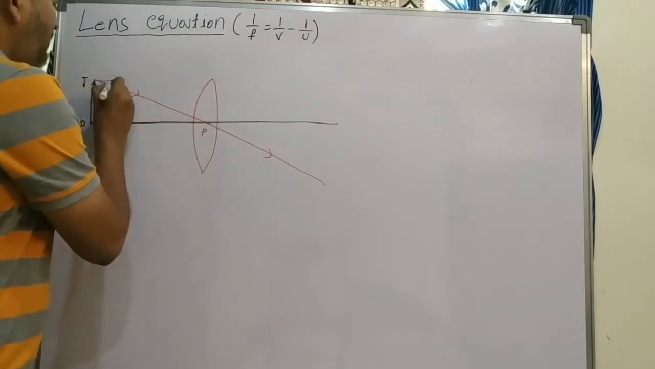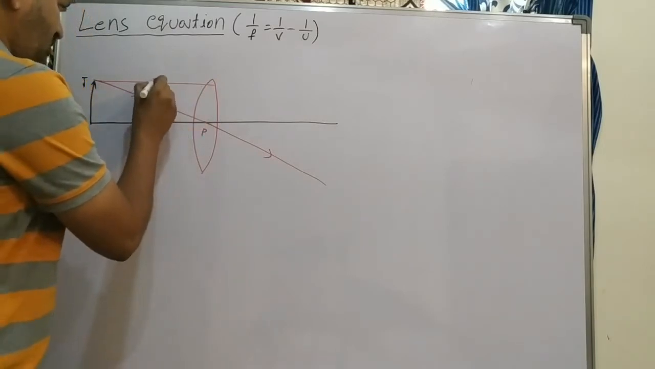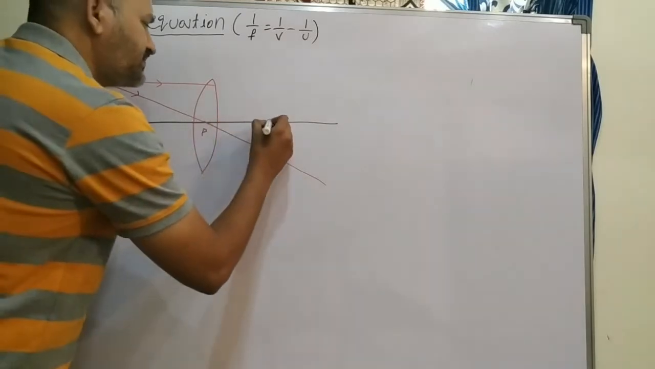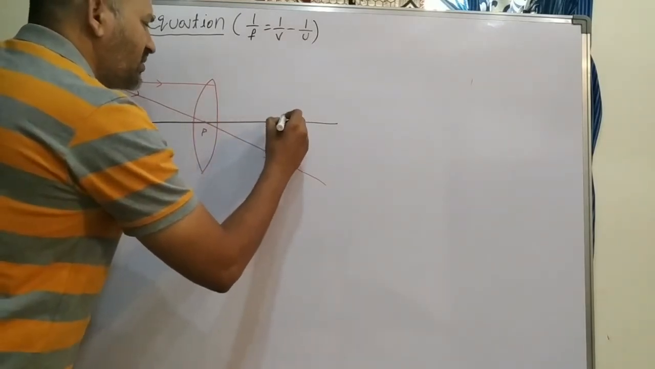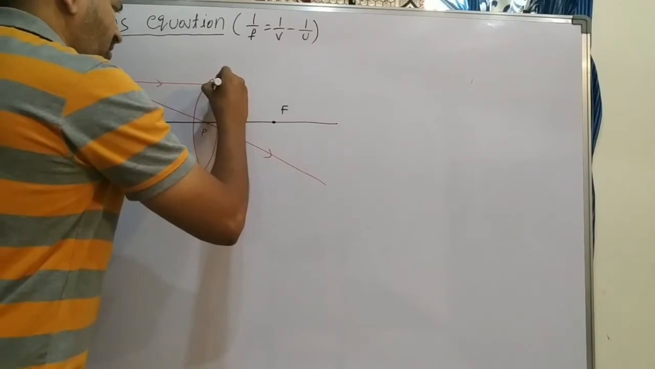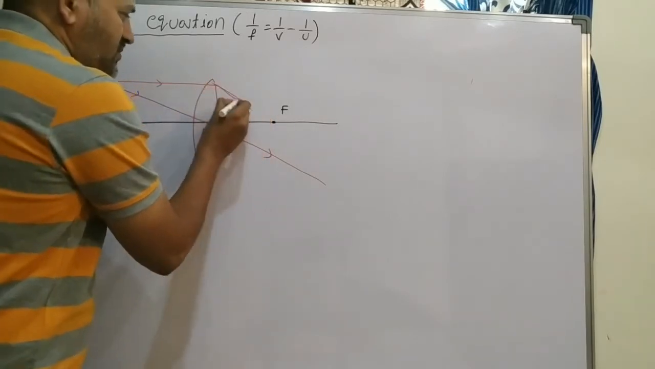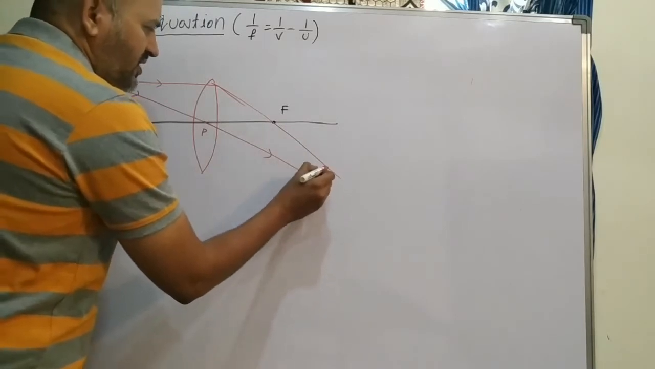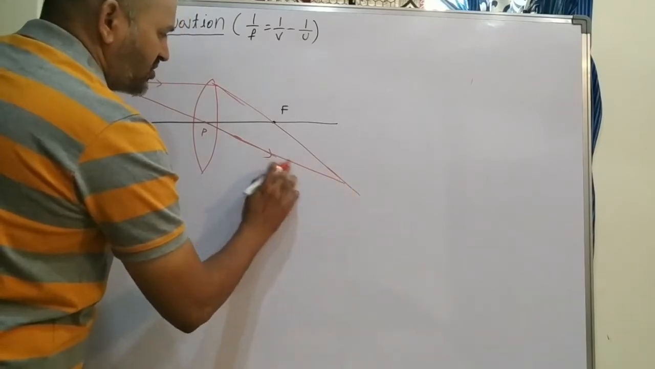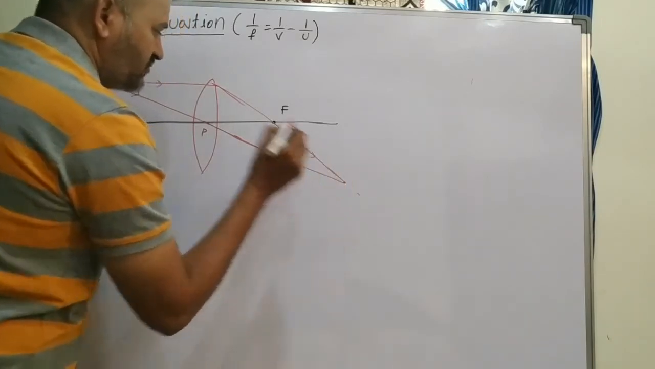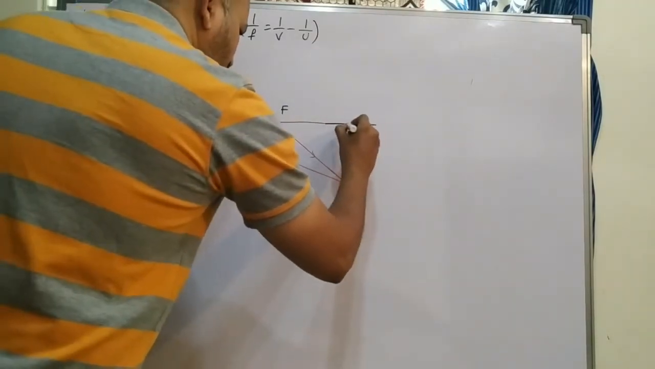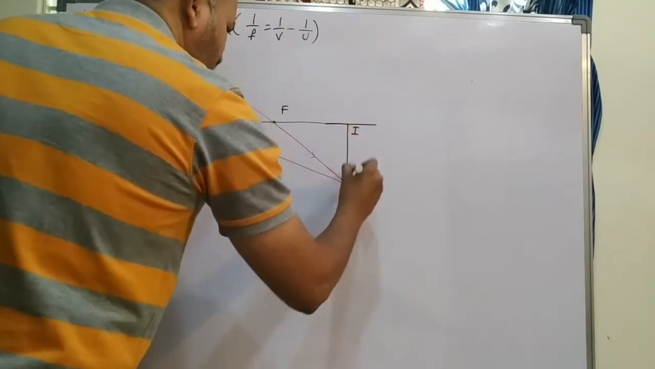The ray which is going parallel to the principal axis must go through the focus. Focus you can take on the other side, somewhere here is the focus F. Then the ray must go like this, through the focus. Where these two rays are meeting, there you can get the image. So there the image forms. Here is the image. Name that image as IG.